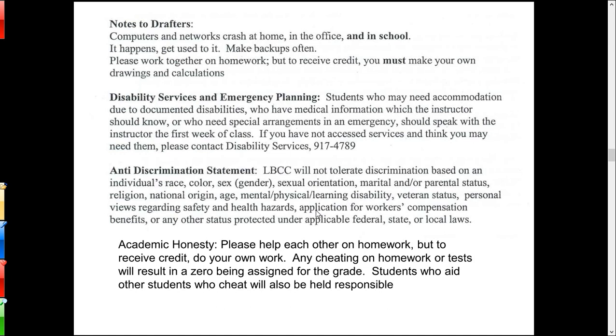Academic honesty. You're certainly welcome to work with other people to learn. I think that's a very good strategy to help you learn. But you do need to do your own work. So any cheating on homework or tests will result in a 0 being assigned for that grade. Students who aid other students who cheat will also be held responsible. So aiding other students to cheat is cheating in and of itself.